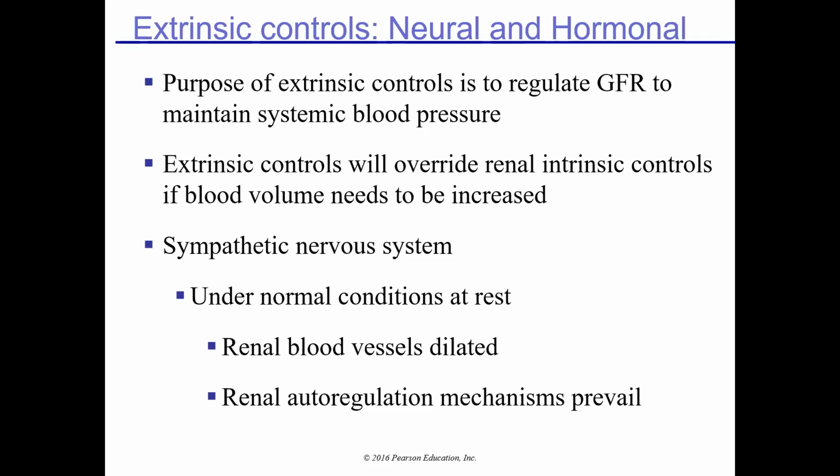Now these controls will override the kidneys if necessary. So it is the sympathetic nervous system that comes into play. Because remember, the sympathetic nervous system controls the diameter of blood vessels. The sympathetic nervous system can release norepinephrine to cause vasoconstriction or not release norepinephrine to allow vasodilation.